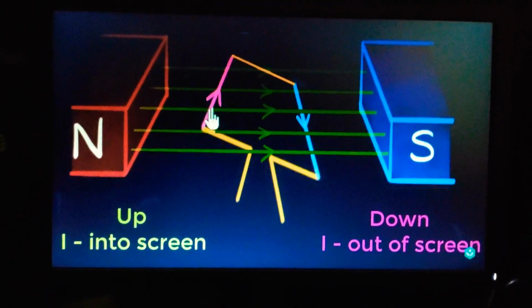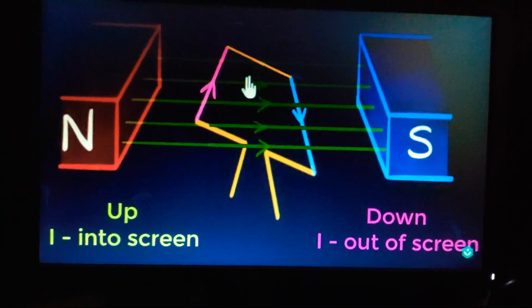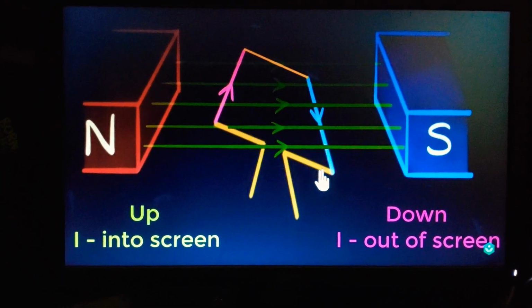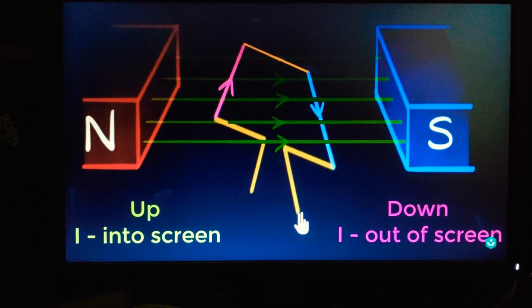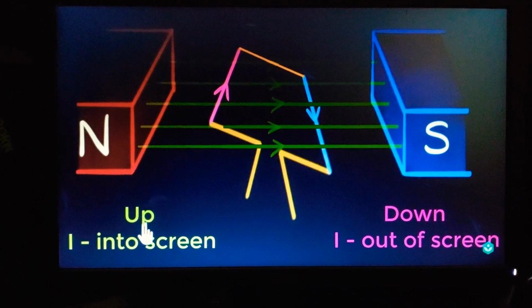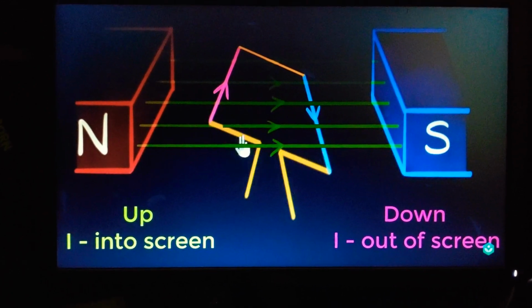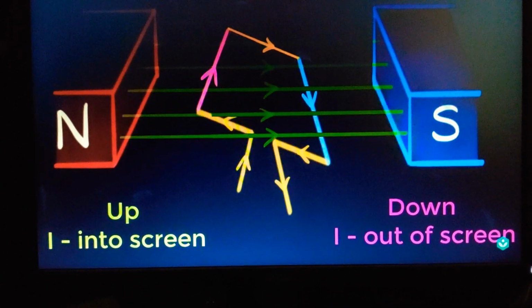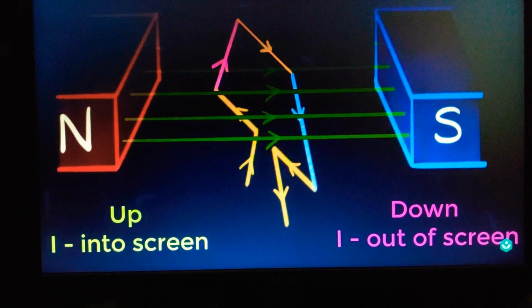Since the current has to flow from the pink to the blue, we can say that the current has to move here like this. And then the current has to move here this way. It goes out to that external circuit, maybe where there is a bulb. We'll look at that later. Then the current comes back like this and it flows in this way. And the current continues to flow like this as the coil keeps rotating.